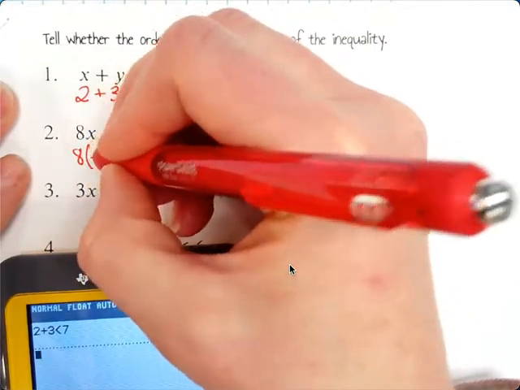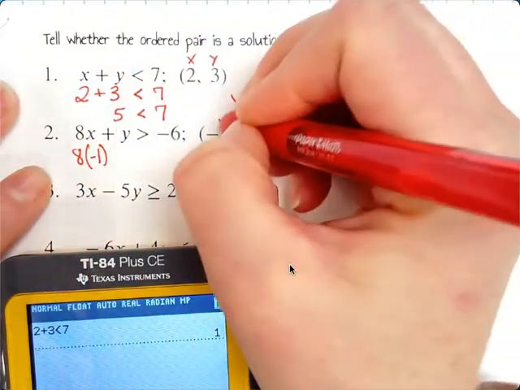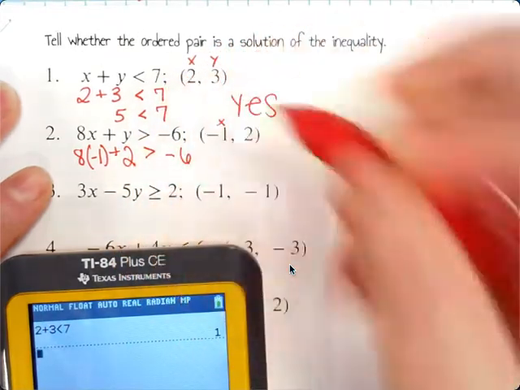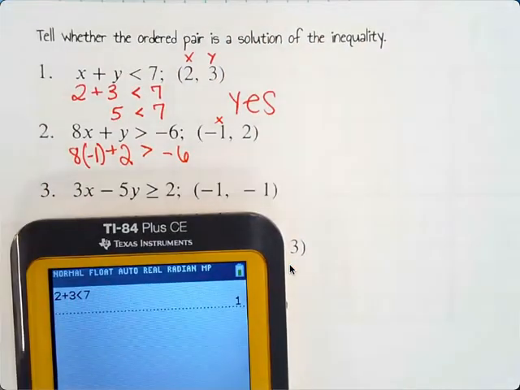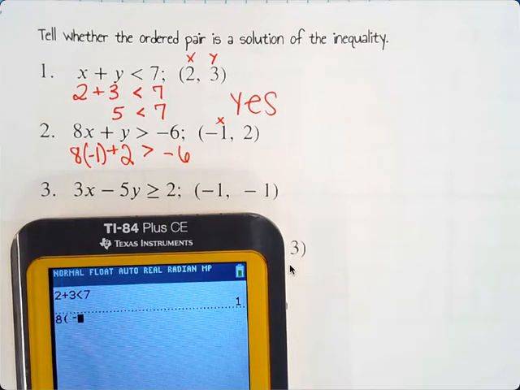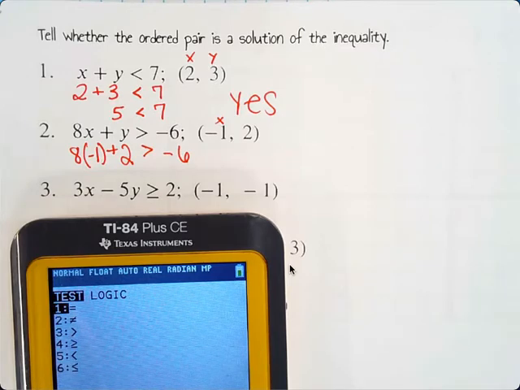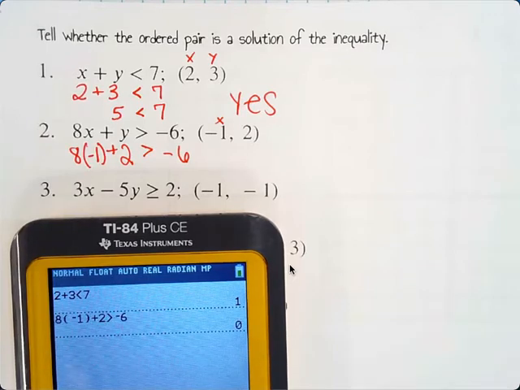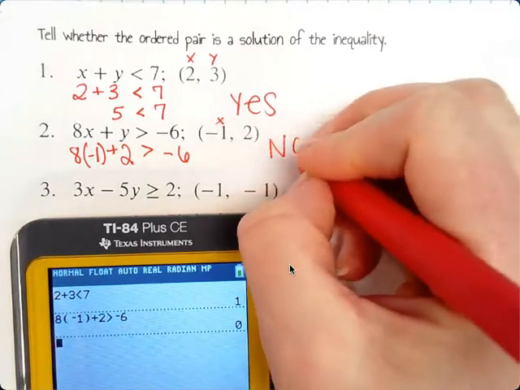8 times a negative 1, because that's your x, plus y, which is 2. It's greater than negative 6. We can do it by hand or we can do it in the calculator. So I'm going to do 8 times a negative 1 plus 2, and then do the test is greater than negative 6. It's a 0. So 0 means false. So this is a no.